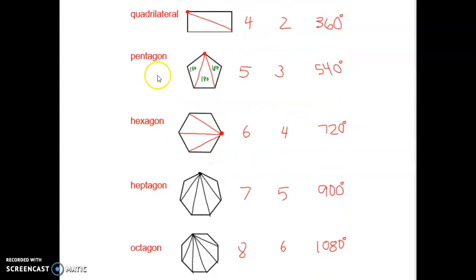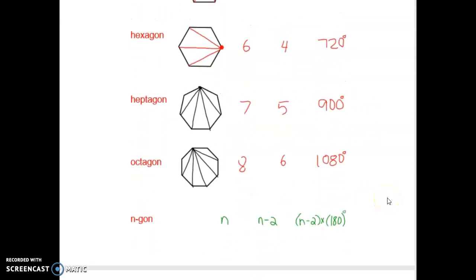I'm going to repeat for a pentagon. Five sides. I'm going to pick one vertex, connect it to all the other vertices, and notice we now have three triangles. So that gives me a total of 540 degrees of interior angles. Looking at a hexagon, six sides, I'm going to pick one vertex, connect it to all of the other vertices, and notice that we now have four triangles inside our hexagon. Each one of these triangles has 180 degrees, which means a hexagon has a total of 720 degrees.